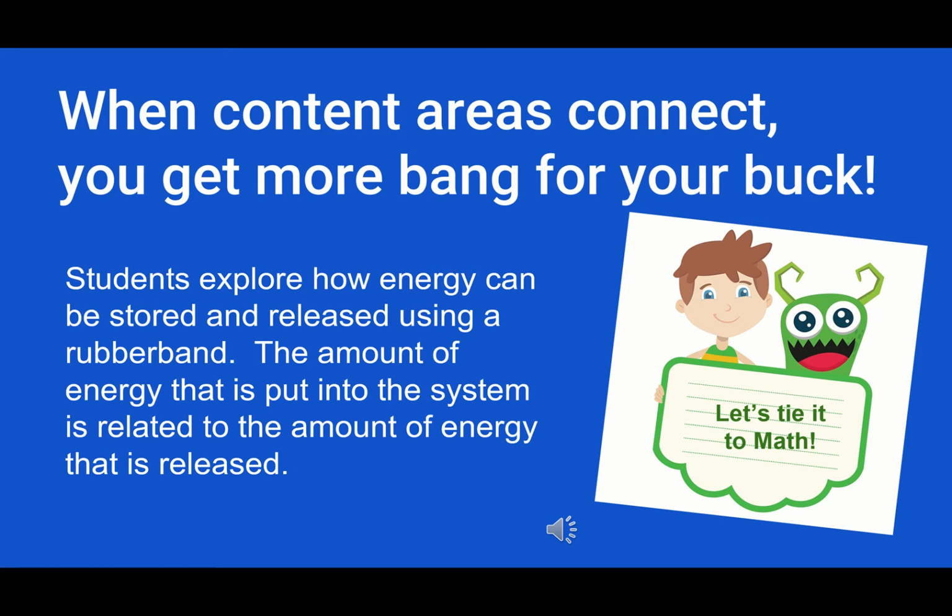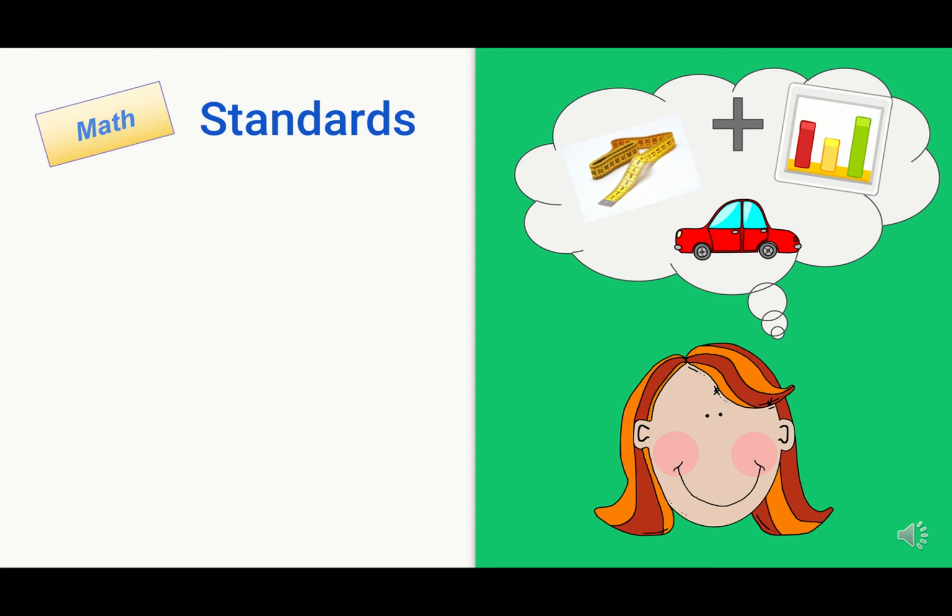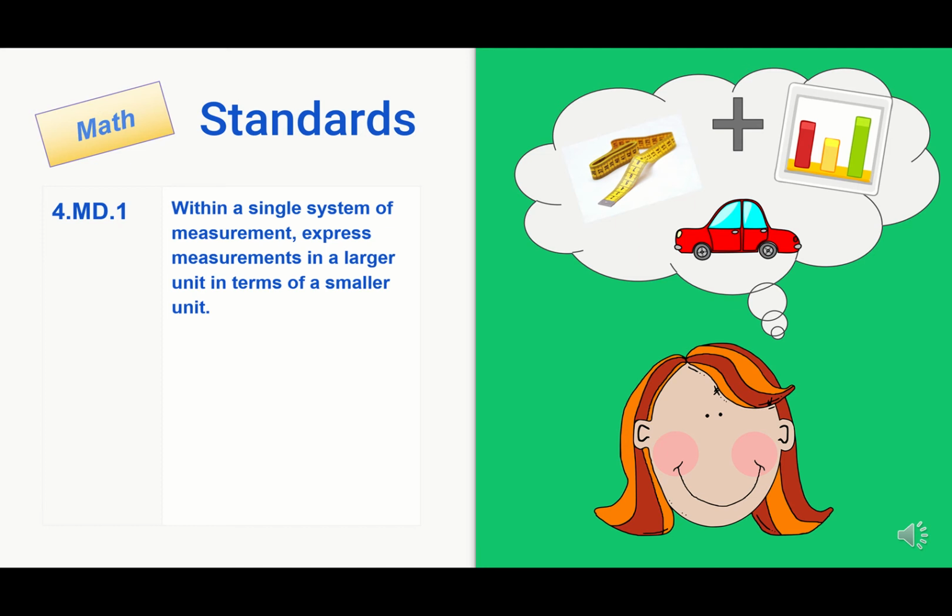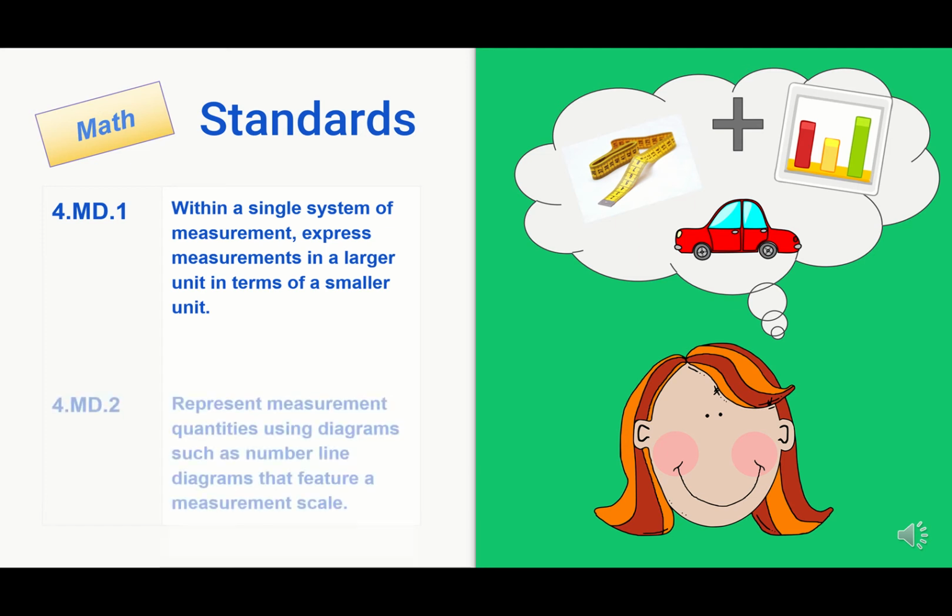When content areas connect, you get more bang for your buck. Students explore how energy can be stored and released using a rubber band. The amount of energy that is put into the system is related to the amount of energy that is released. These math standards occur during the experiment when the students are measuring the distance their cars go in inches and then convert them to feet. Later, they take this data and represent it in a bar graph.